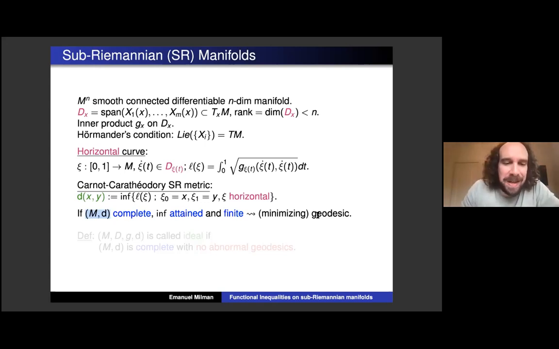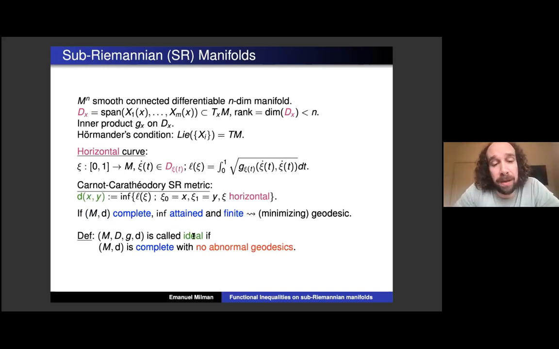Okay, one last thing I'm going to need, but I'm not going to define it. This is very technical and for experts: the notion of being ideal. So a sub-Riemannian manifold is called ideal if it is both complete as a metric space, we know what that means, and there are no abnormal non-trivial geodesics. Let me not define what this is. Let me just tell you that almost all of our examples will always be ideal. And furthermore, being ideal is a generic property of a sub-Riemannian manifold for a generic choice of distribution. So let's not go into this, okay?